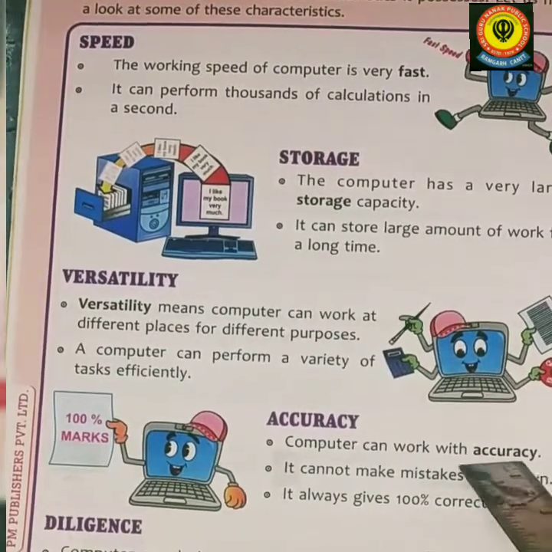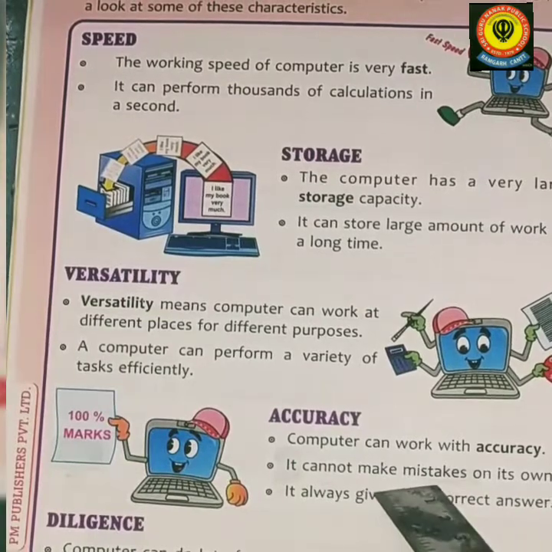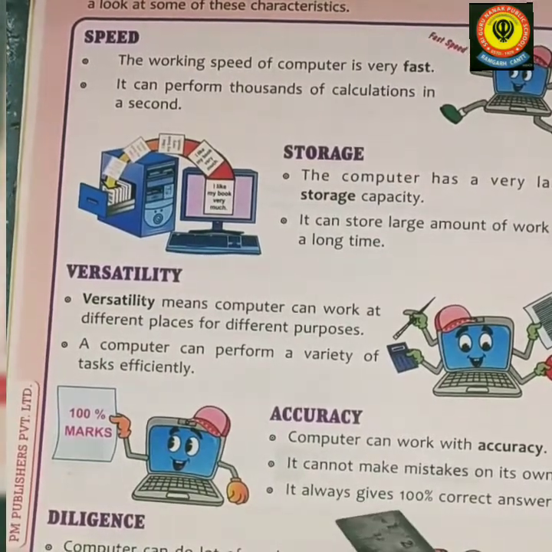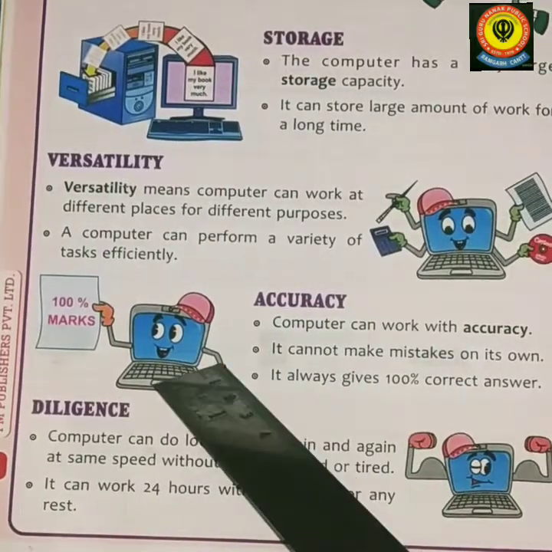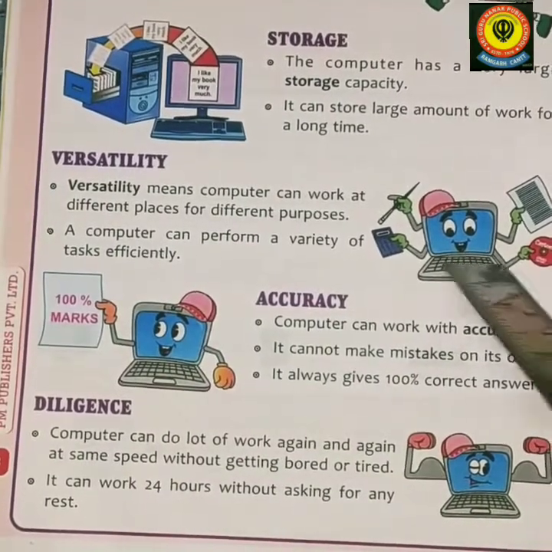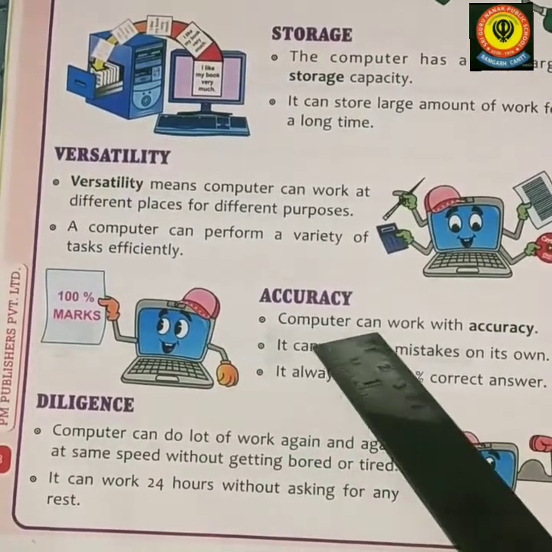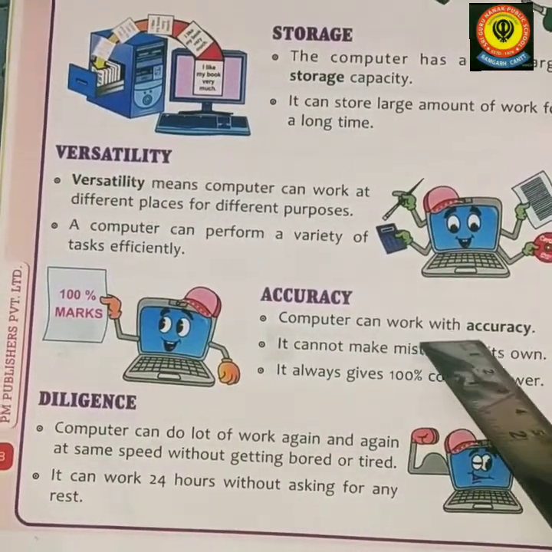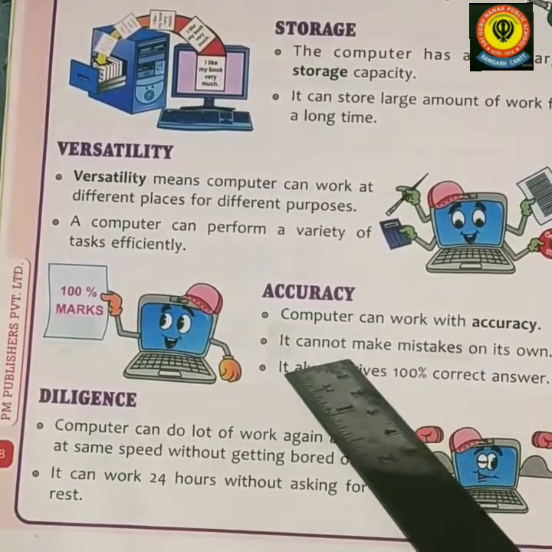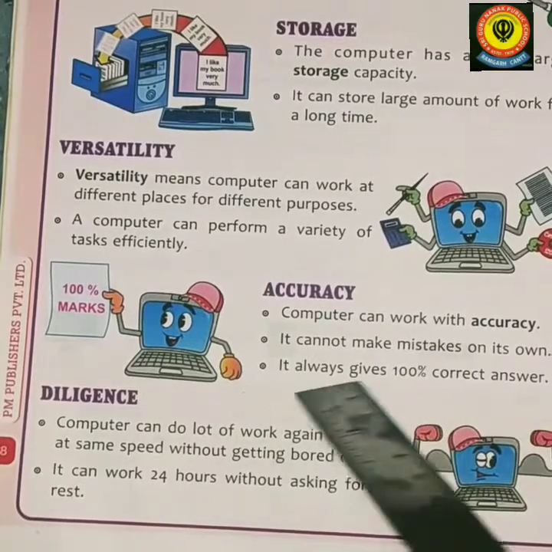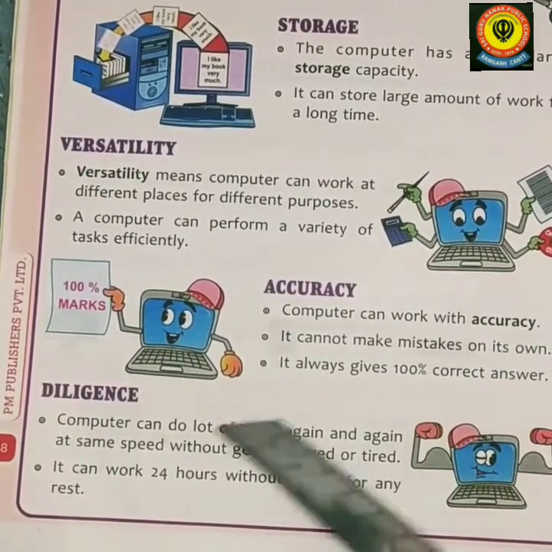Fourth is accuracy. What is accuracy? A computer can work with accuracy. It cannot make any mistake. It means a computer can do work without making any mistake. Like humans do work, but they can make a mistake. But a computer can never make a mistake. It always gives a 100% correct answer.